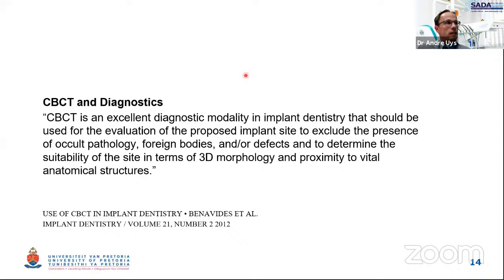I included this because it was already said in 2012 that a CBCT is an excellent diagnostic modality in implant dentistry that should be used for the evaluation of the proposed implant site, to exclude the presence of occult pathology, foreign bodies, and defects, and to determine the suitability of the site in terms of 3D morphology and proximity to vital anatomical structures. And I do believe that if you want to place an implant, there should be a CT taken before you place it. Like I said, it was already mentioned in 2012.